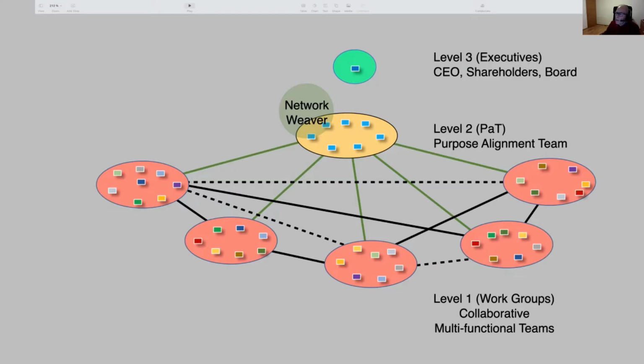Before moving on, this organization construct has 3 levels. Level 1, the collaborative work groups or teams. Level 2, the purpose alignment team. And level 3, the CEO, shareholders, and board.